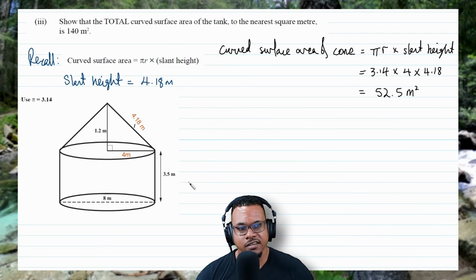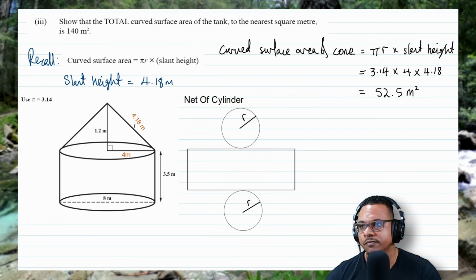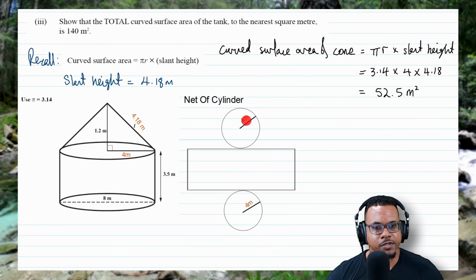Now we know the net of a cylinder consists of a rectangle and two circles, and the rectangle forms the curved surface area. So here we have the net of the cylinder where these are the two circles and this is the rectangle. So this here will be the radius, and the radius for that circle will be 4. All right, so let's put in the 4 meters here and here. And now this rectangle will be the curved surface area.